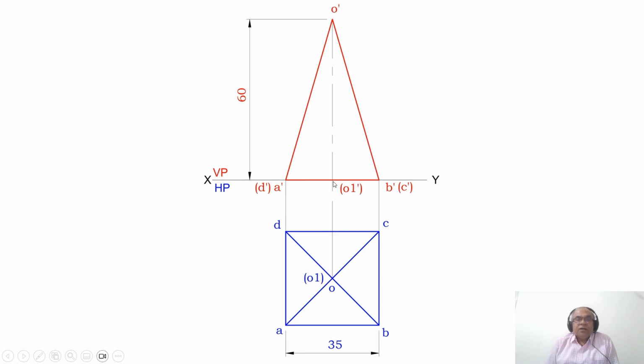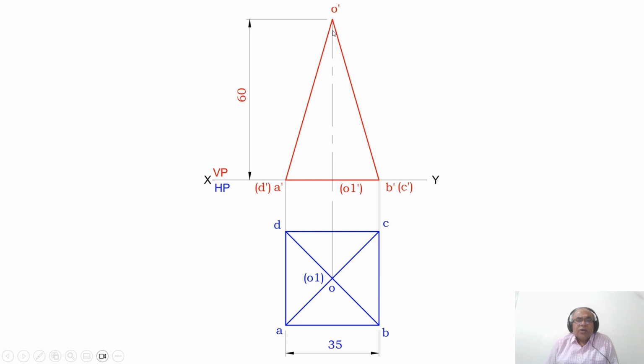Then from the XY line, you measure the distance of 60 and you mark this point. You mark that point as O dash here and O1 dash in bracket here. Then when you look from the front view, A and B are near to the observer, so A dash B dash is visible, and C and D are away from the observer. Therefore, C dash and D dash are in bracket.